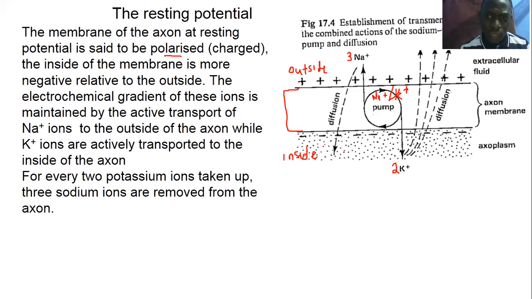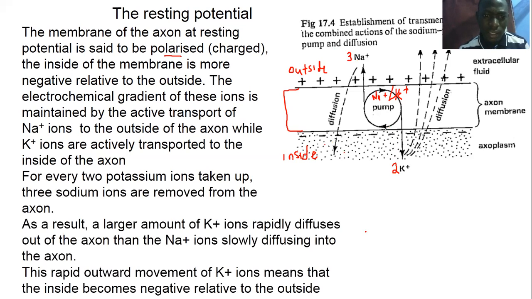But much as that happens, you know that this membrane is leaking. The axon membrane leaks. You can see these dots showing that it keeps on leaking potassium ions out. So that means potassium ions keep on flowing out, much as this membrane does its job.